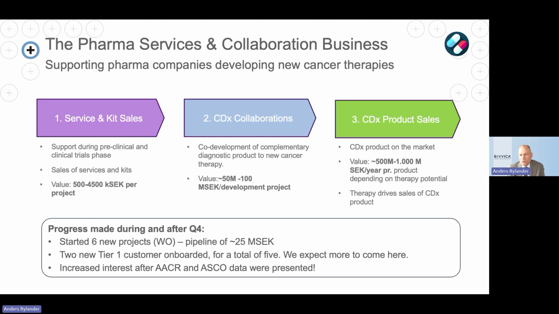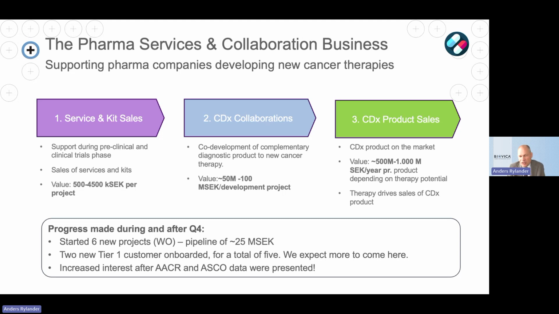We also see that when we are targeting more and more of the larger customers, the tier ones, the project size also tends to increase. Previously our projects were around 500 thousand to a million. Now we have several projects that we have announced that are 7 million Swedish kronor.